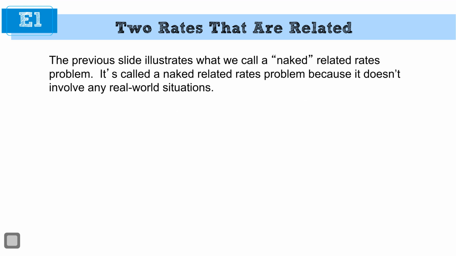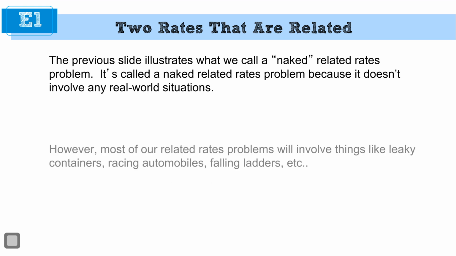That's called a naked related rates problem. It's called naked because it doesn't tie into any real world situations. That's the first type. Here's a function. Take the derivative of that function with respect to time. Plug and chug, good to go.